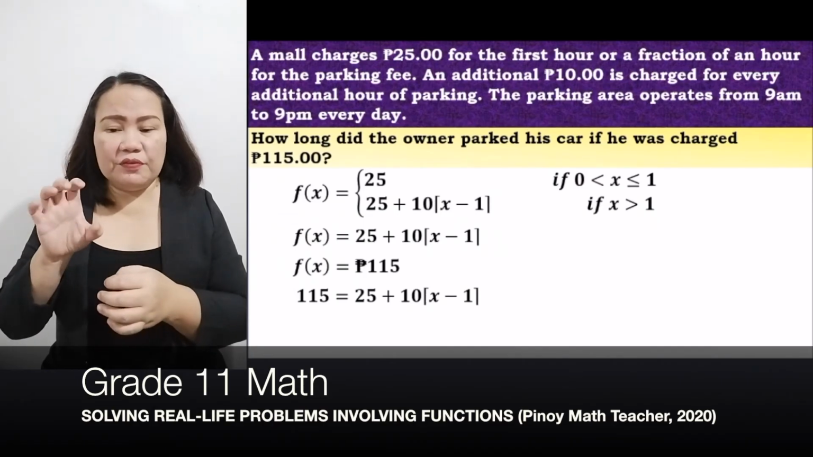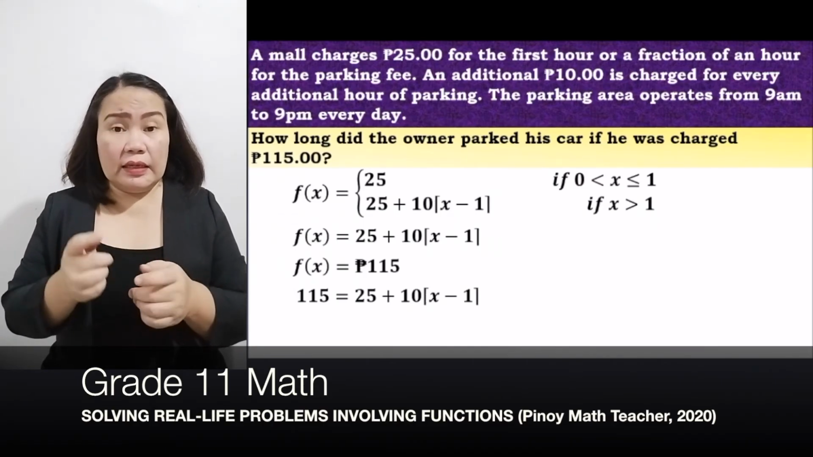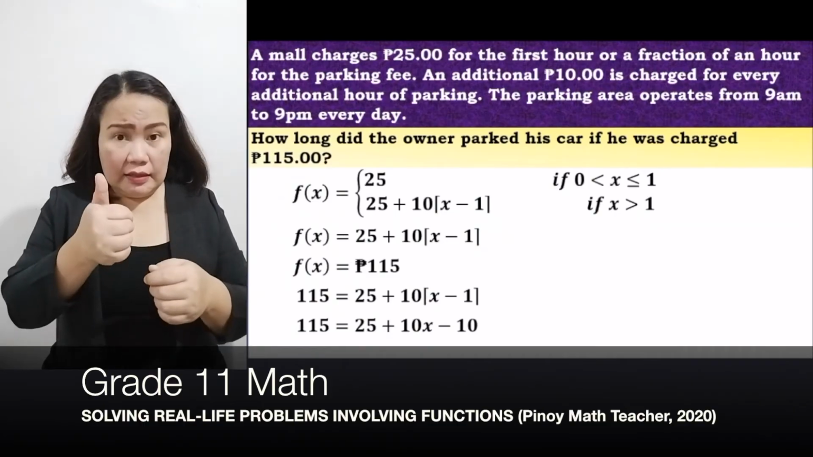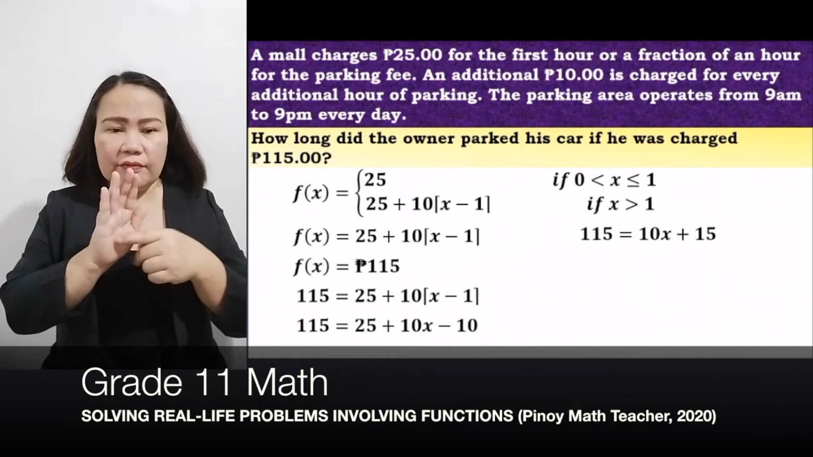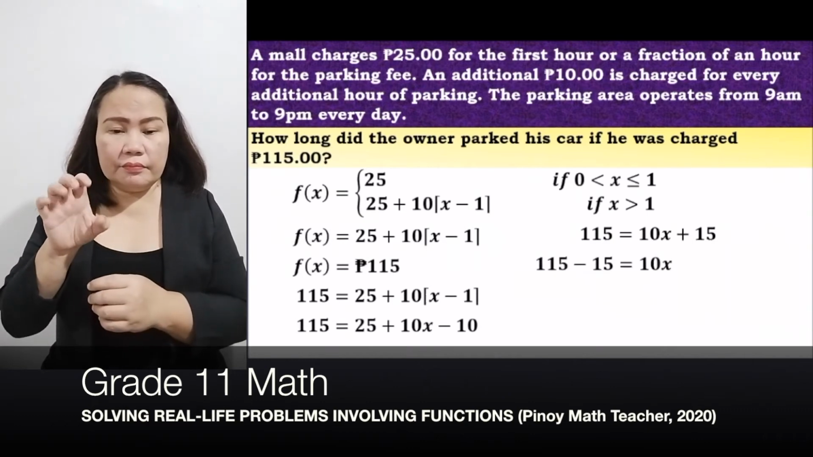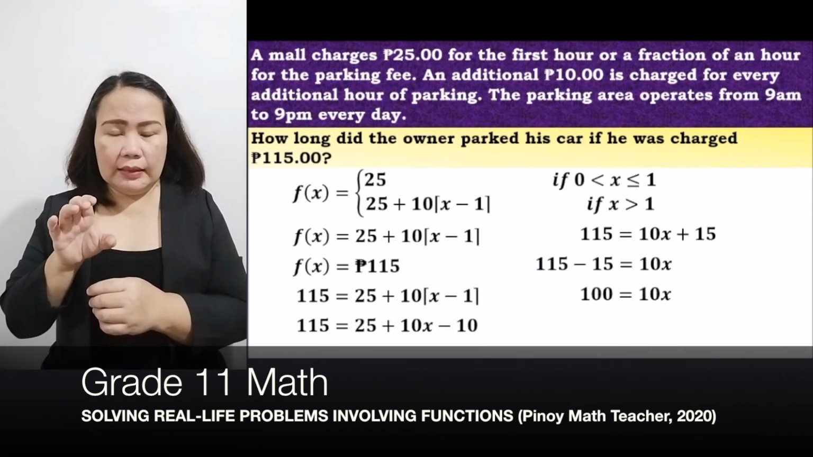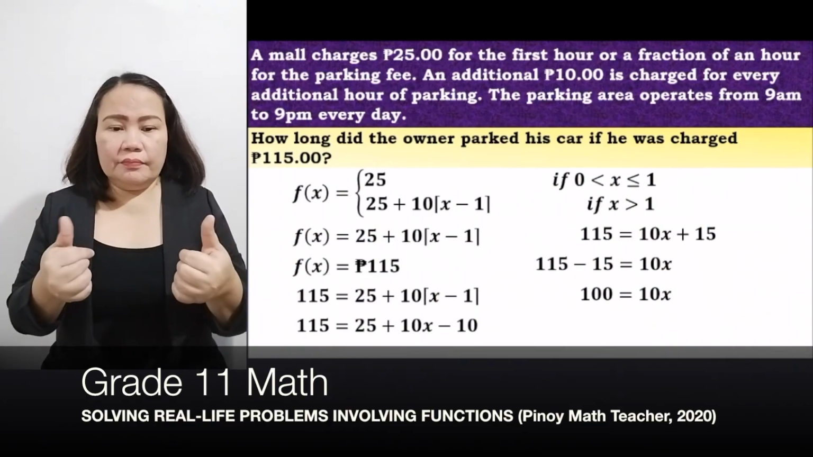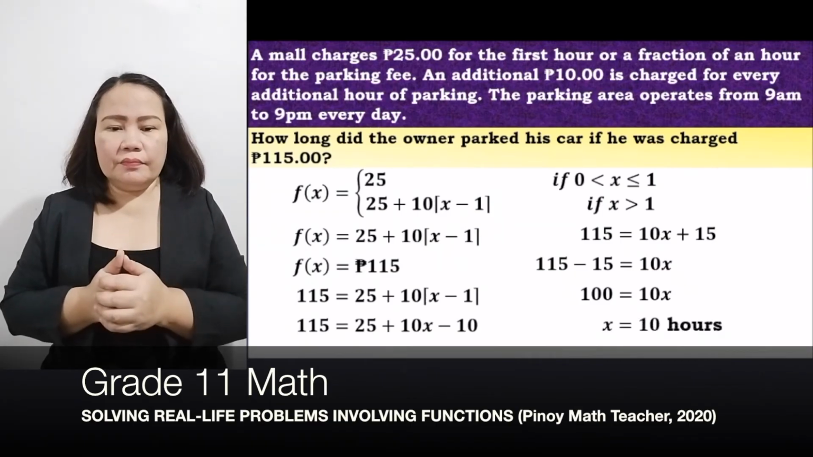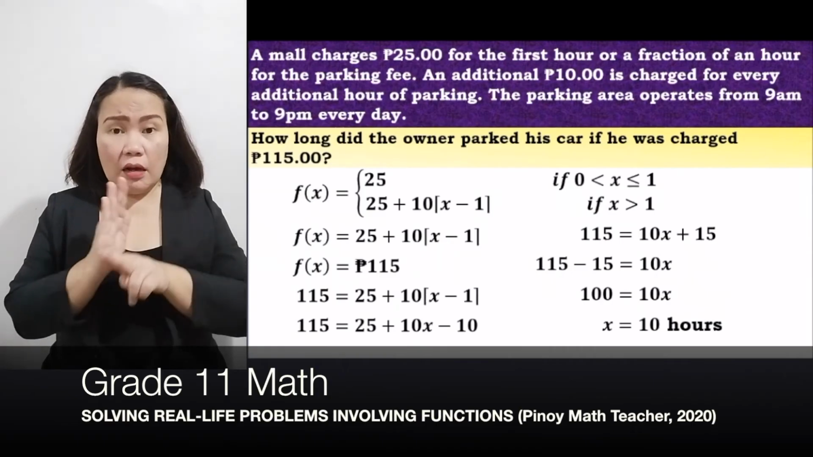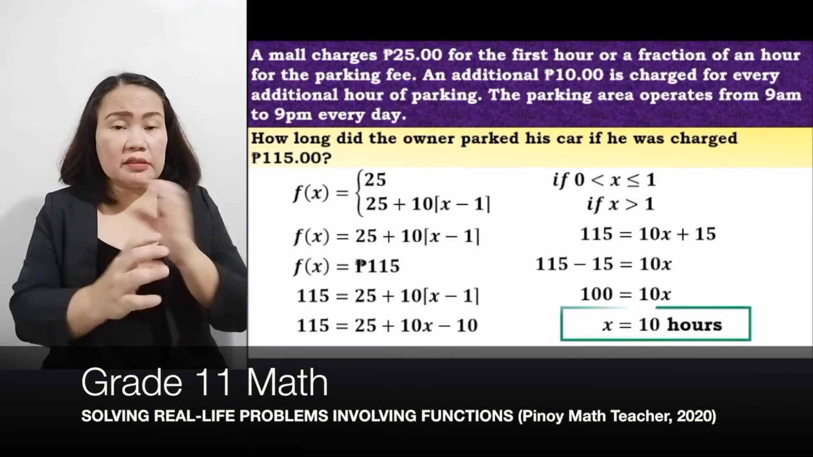Okay, next, distribute natin yung 10 sa x minus 1. So, ito ay magiging 10x minus 10. Okay, combine like terms. So, pwede dyan yung 25 minus 10. Ayan, next, transpose natin yung 15 sa kabilang side ng equation. Okay, so 115 minus 15, that is 100. Next, pag dinivide natin both sides by 10, ang x natin ay 10. So, ibig sabihin, 10 hours siyang nag-park doon, kaya siya nagbayad ng 115 pesos.